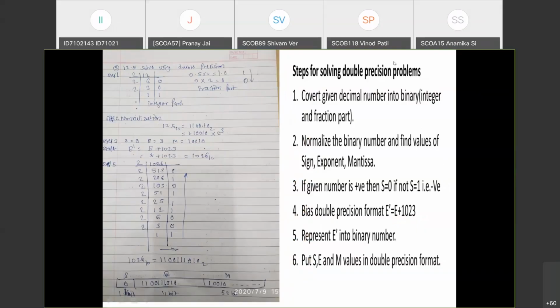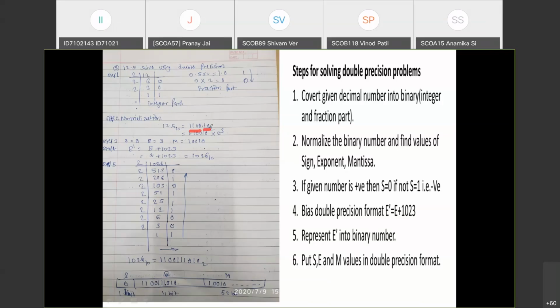Now we will move to the next example. In that small example, it is given that 12.5 you have to solve using the double precision format. For this smaller number, if you know the binary representation, you can directly write it down. For 12 we get 1100 dot. After that, for the fraction part you need to find 0.5 multiplied by 2, which gives you 1. Again 0 multiplied by 2 is 0, so 1100.1, which I have written here.